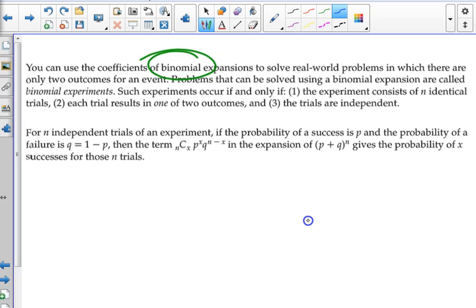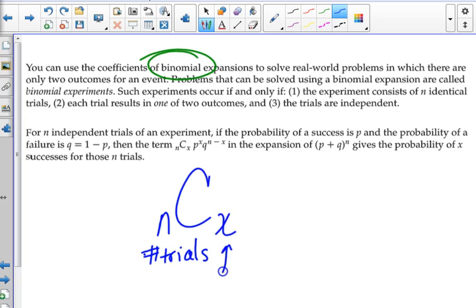Okay, so we're going to go with this idea, and you may want to write this down, okay? It's on your green sheet, and it explains what they are, but I just want to talk you through this. When we try something, n is going to be the number of trials that we do, and then we're going to do C x, where x is the number of successes we have. And then it's times p, the probability of success.